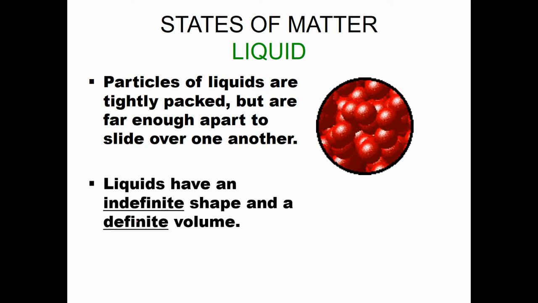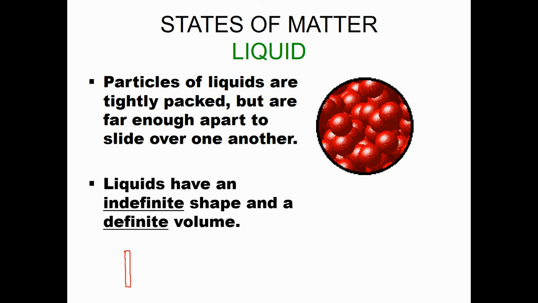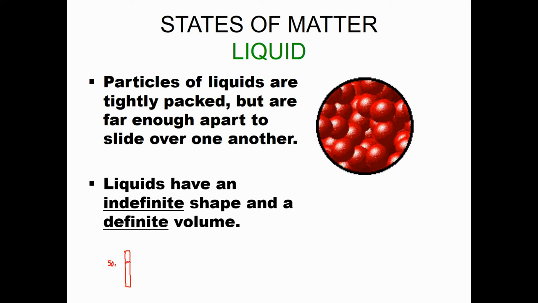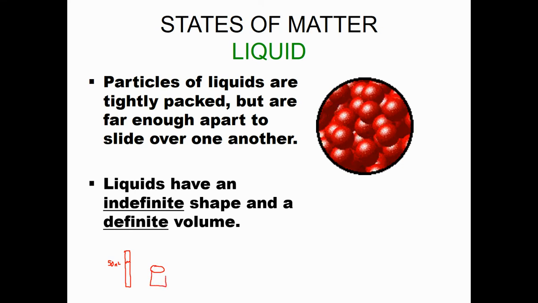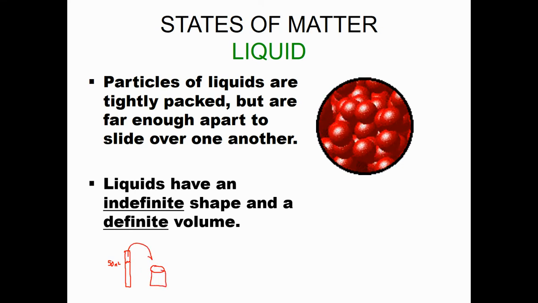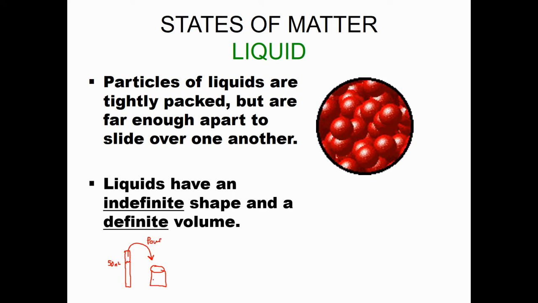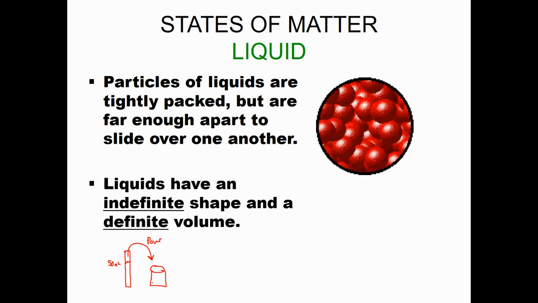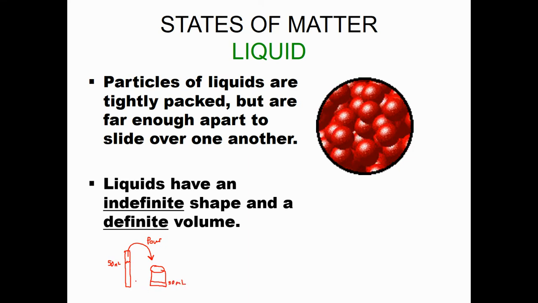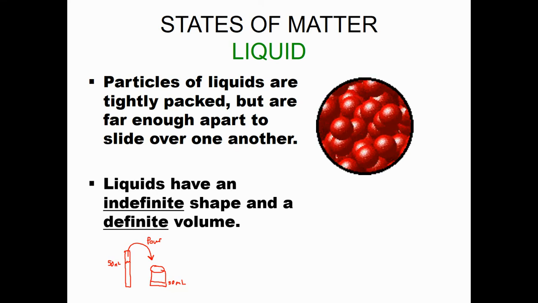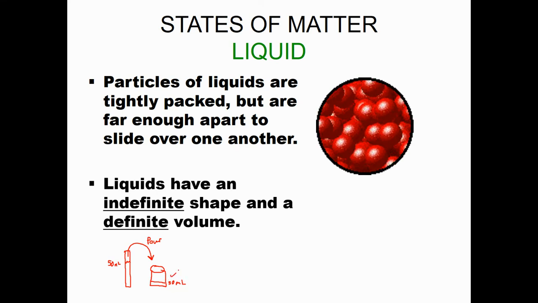If I have 1 graduated cylinder that is this big, and it's got 50 milliliters in it, and then I grab a beaker out of my cabinet, and I take this water and I pour it in there. Well, how much water am I going to have in there? Well, obviously, I'm going to have 50 milliliters. Now, even though they don't look the same, because they have an indefinite shape, they've taken the shape of their container, the volume did not change. On both sides, it's 50 milliliters.